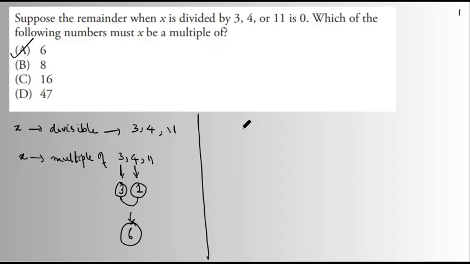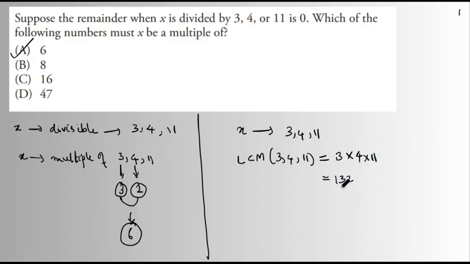Another way you can try that: x is a multiple of 3, 4 and 11. So x should be a multiple of its LCM. You will find the least common multiple, and x could be a multiple of the LCM. So here, if you do the LCM of 3, 4 and 11, you can see that they are literally three prime numbers. So the LCM is just 3 times 4 times 11. So that gives me 132. So 132 is the LCM of these three numbers.